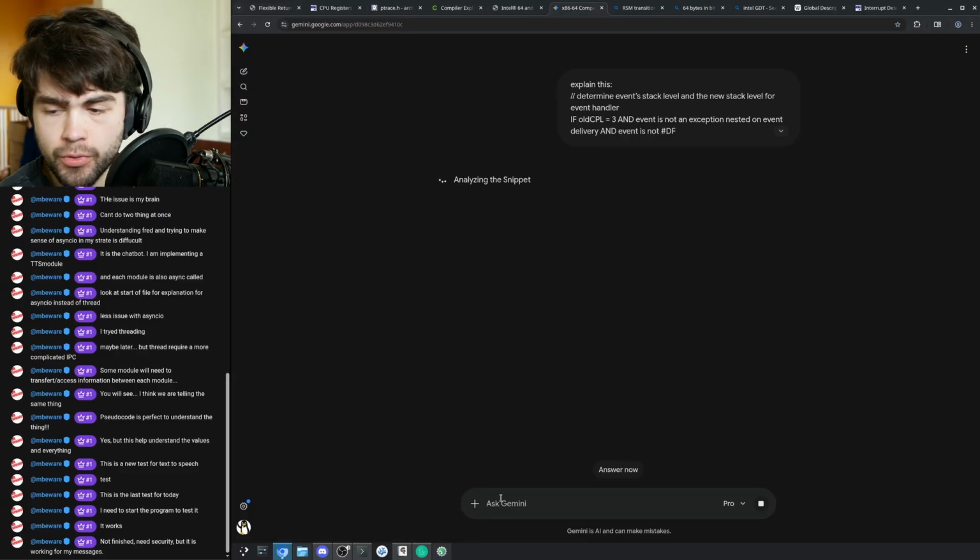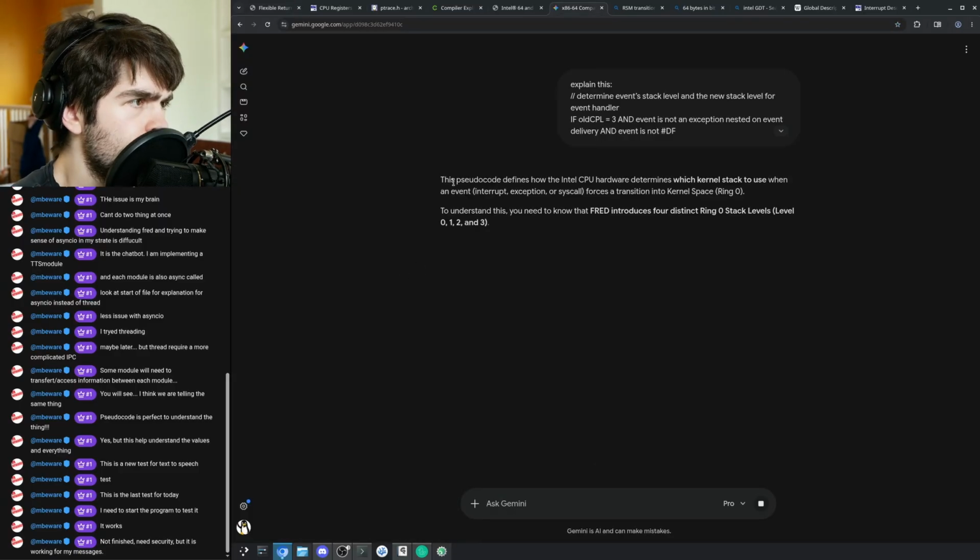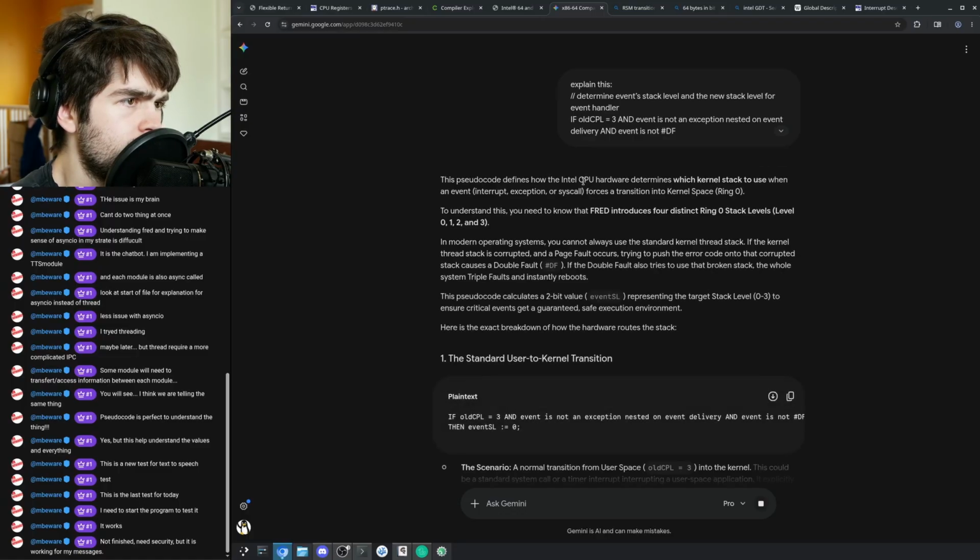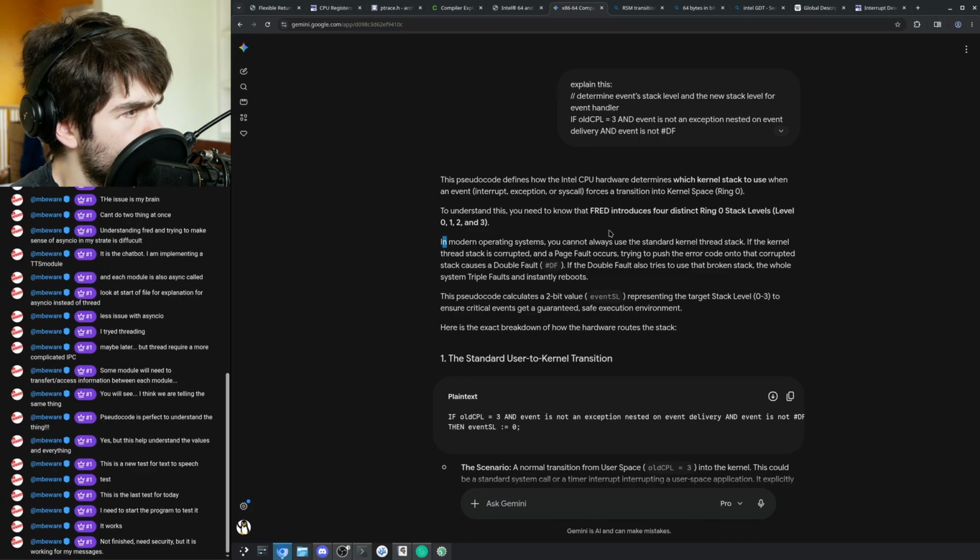Okay, we're doing pretty good right now. Pseudocode defines how the Intel, blah, blah, blah, we don't care about that. Understand this, FRED introduces ring 0 stack levels 0, 1, 2, 3, okay. The wording here is interesting, but okay.